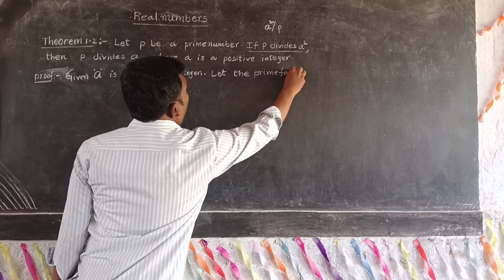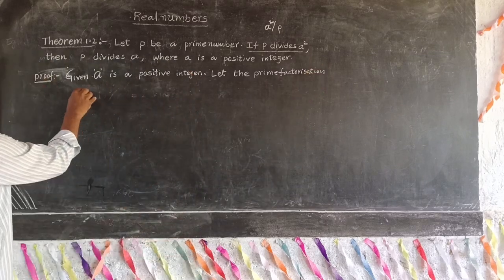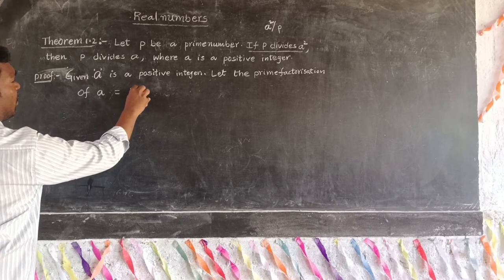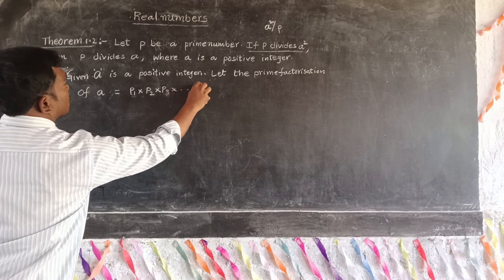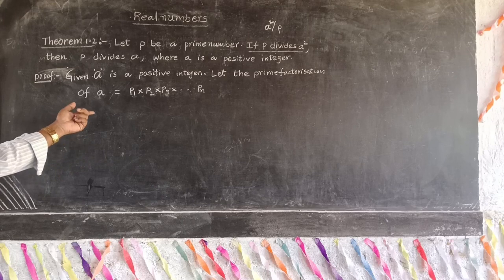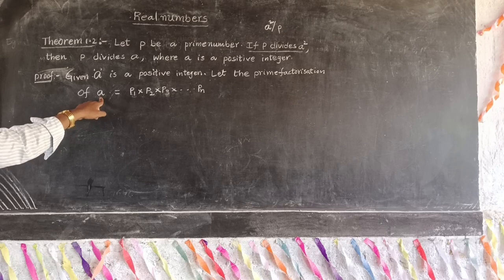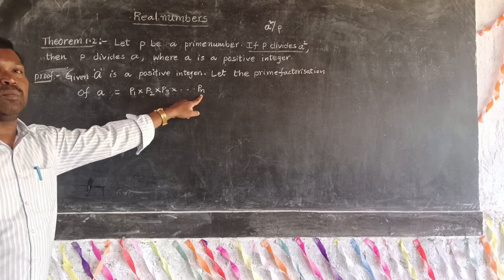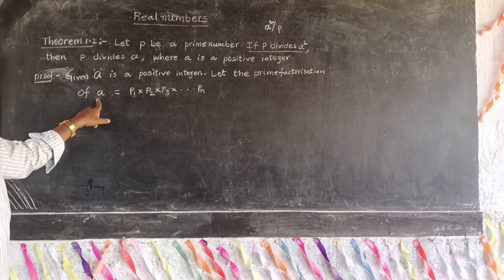Let the prime factorization of a equal p1 into p2 into p3 and so on into pn, where n is a natural number. We don't know the prime factors of a, so let the prime factorization of a be p1, p2, p3 and so on pn. That means p1, p2, p3 and so on pn are the factors of a.